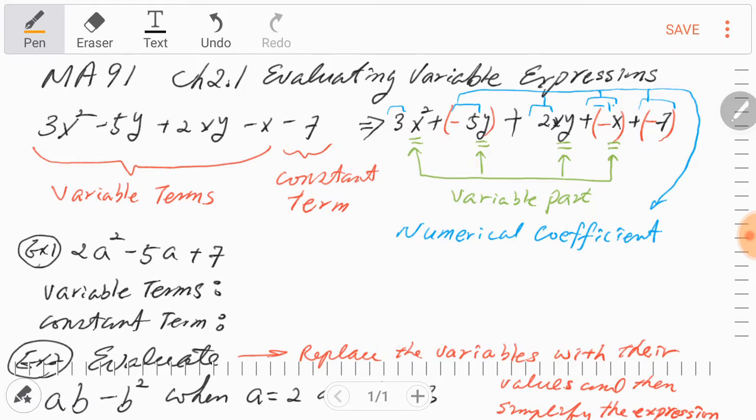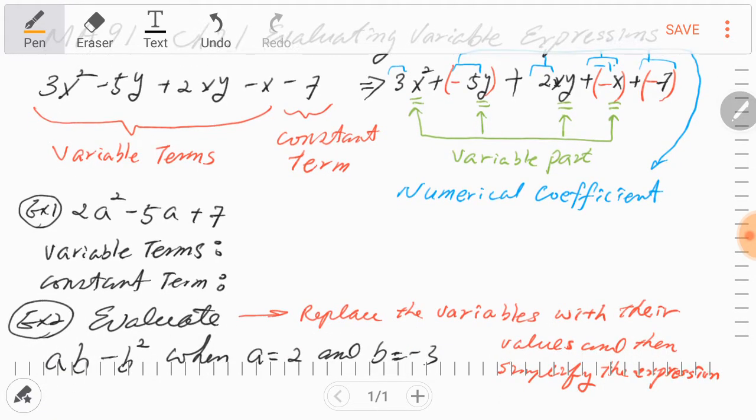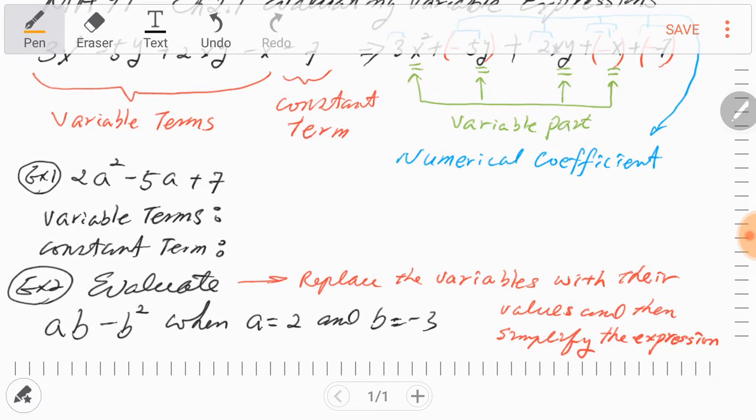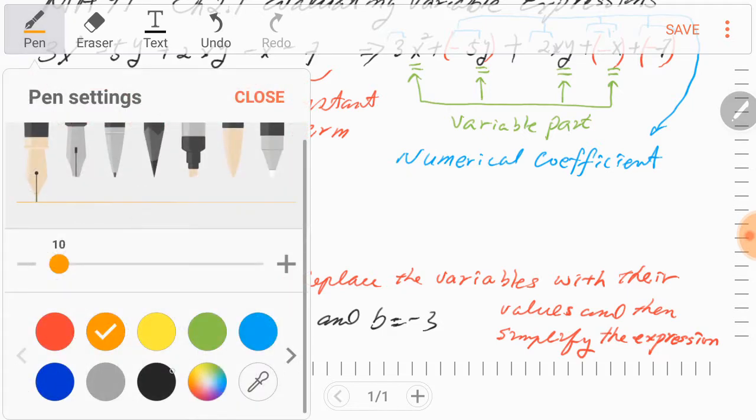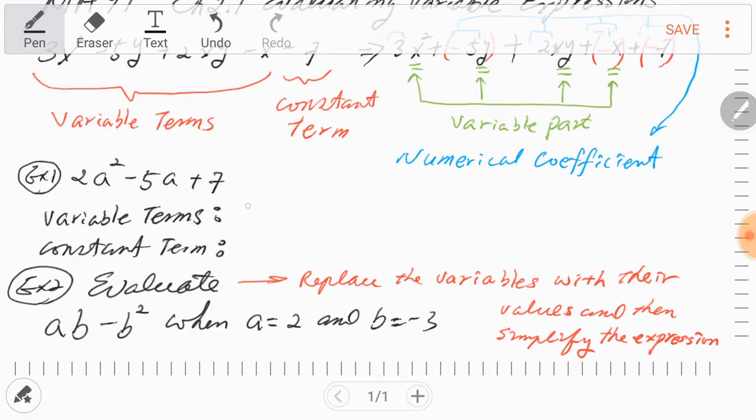Alright, so let's try example 1. Here's an expression. There are 3 terms, 2a squared and negative 5a and 7. From here, the variable term is what? It's the term that contains variables. So the variable terms will be 2a squared and negative 5a. The second variable term is negative 5a because you can separate this with plus and then negative 5a. The constant term is the number itself, so it's going to be 7.